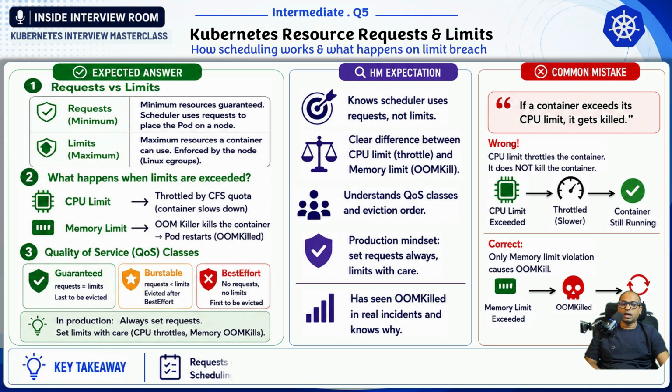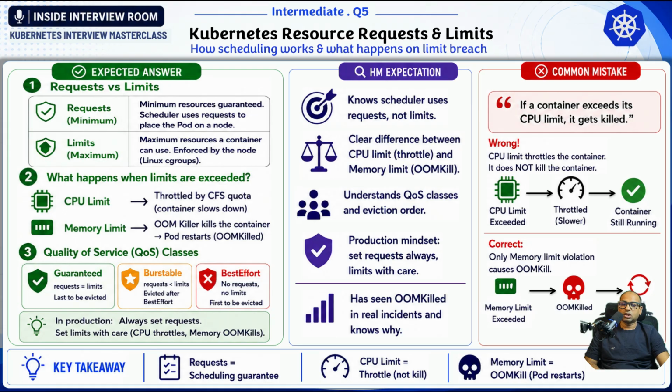Key takeaways: the request is the scheduling guarantee; CPU limits throttle, not kill; and a memory limit violation causes an OOM kill and a pod restart.